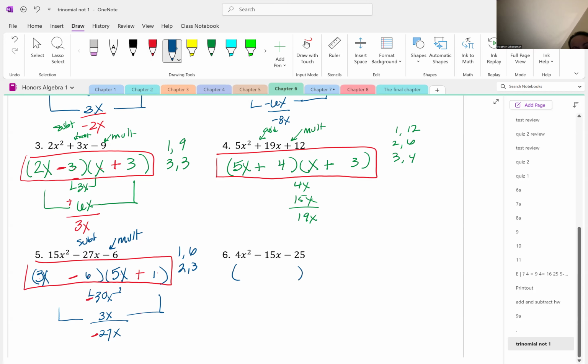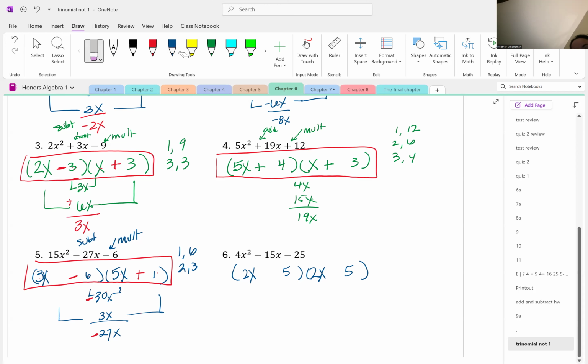And so that's what's going to give me my final answer. Okay, on this one, 4x. Well, I could do 4 and 1, or I could do 2 and 2. Let's try 2 and 2 and see what happens. 25, got 5 and 5. If I do this, they're going to be opposite signs. It's going to be 10x and negative 10x. That's probably not going to work.